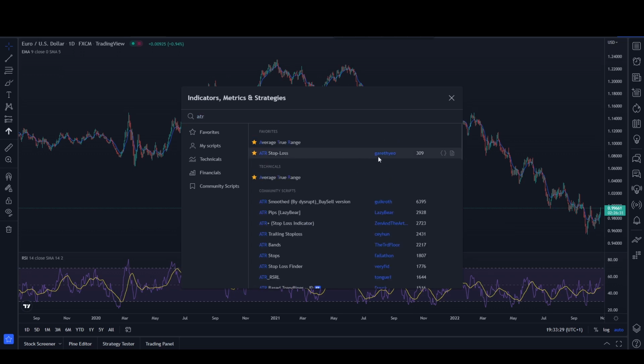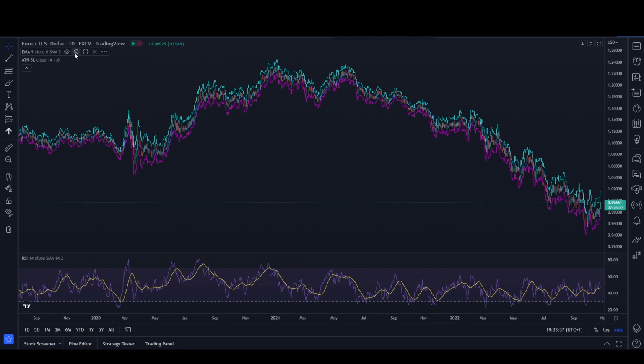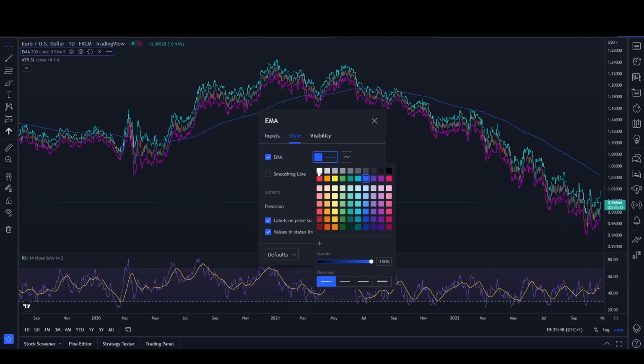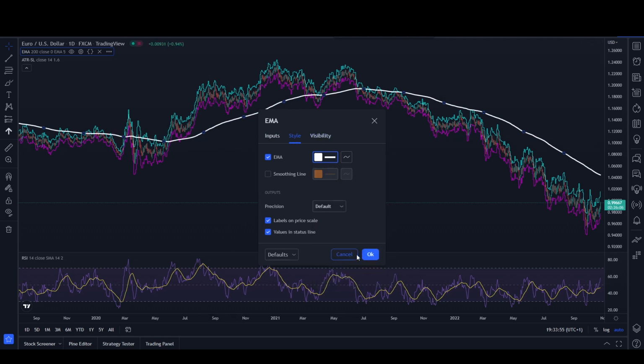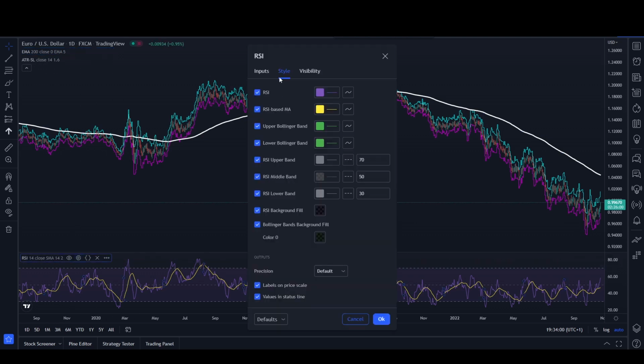So you want to get the one from Gareth Yeo, and so let me show you the settings. For the EMA, you're going to want to change the inputs length to 200 and then change the method to EMA. And for the style, you can choose whatever color you want. I just, as usual, like it thick and in a light color. Then the RSI settings, we can remove the fill.